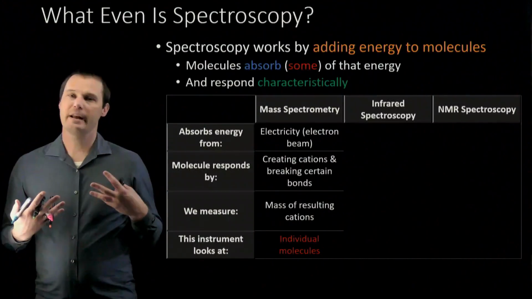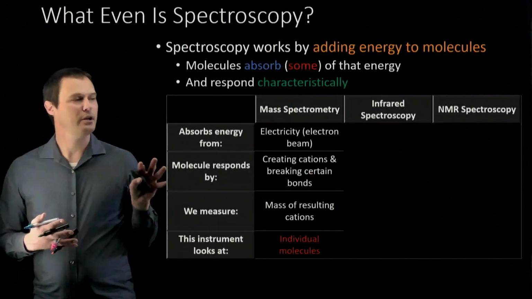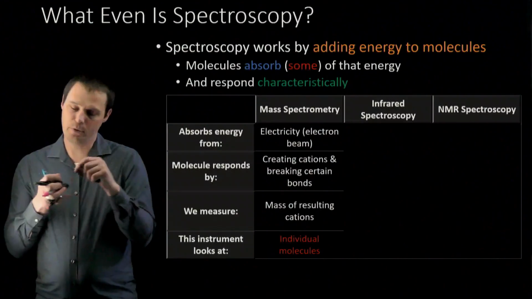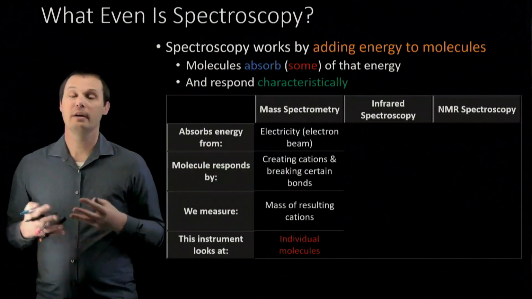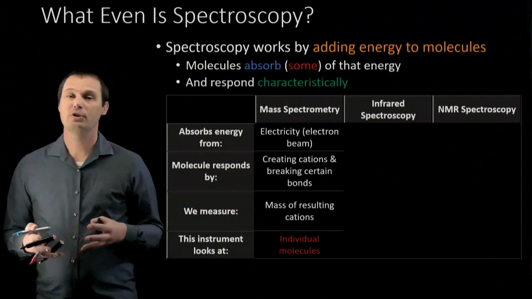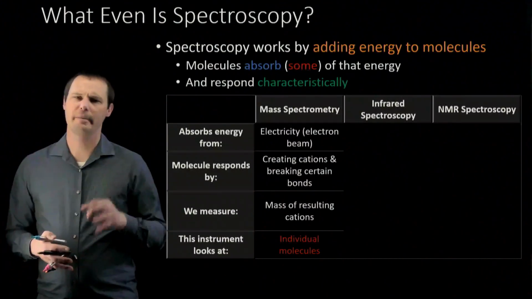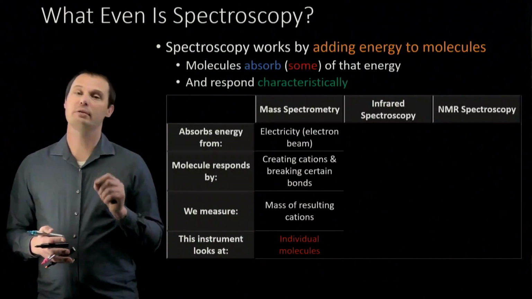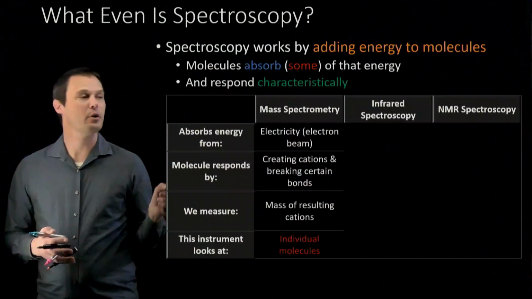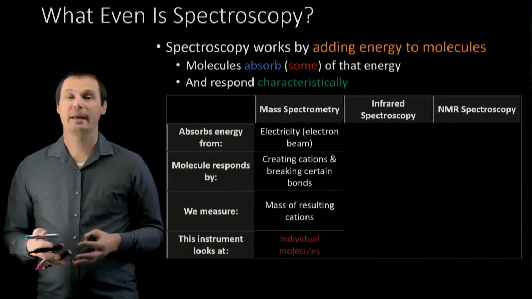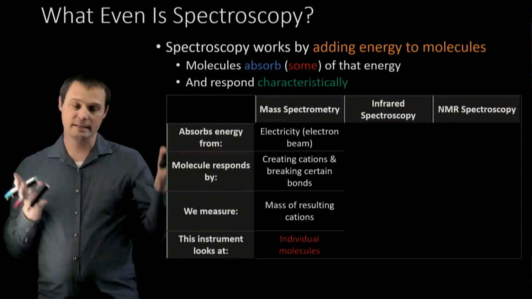When the molecule absorbs that energy from the electron beam, from electricity, the molecule responds by creating cations and breaking certain bonds in the molecule. And that's very characteristic and very important. What do we measure? We measure the resultant molecular mass of those cations. That's important. We'll talk about it more in the video on mass spec, but we measure the molecular mass of the cations that are formed when the molecule absorbs electricity. And as we saw before, this instrument looks at entire molecules.